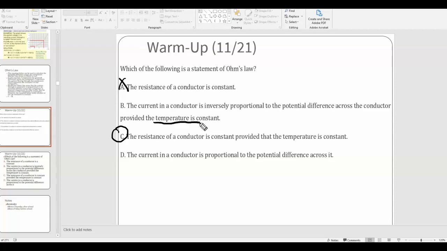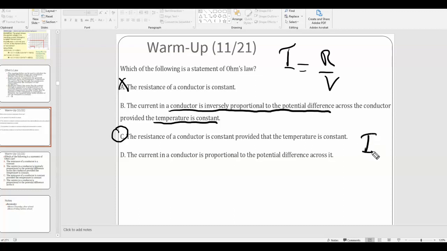But if you read it carefully, it says the current in the conductor is inversely proportional to the potential difference. It is not inversely proportional, it is just directly proportional. Inversely proportional would mean that more potential difference means a smaller current. That's not the case here. Here, more potential difference means more current. So an inverse relationship would be like I equals R divided by V, when actually it should be I equals V over R. This is an inverse relationship. This is a proportional relationship. So B is out.